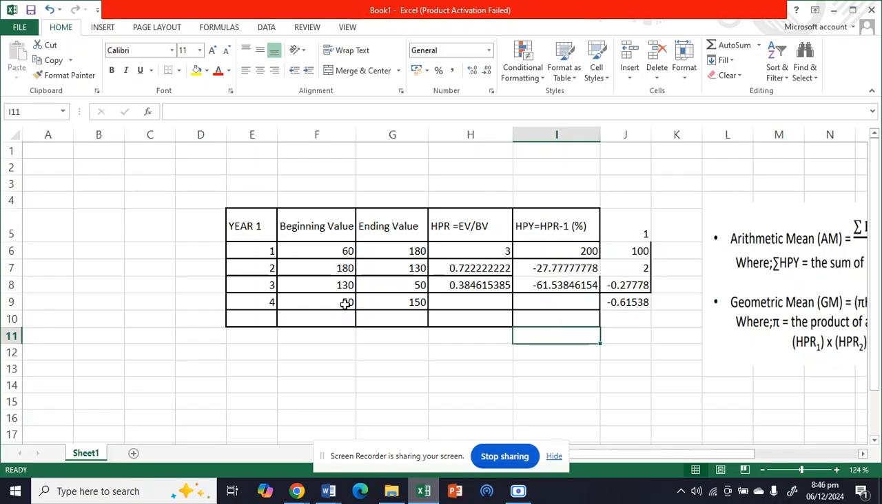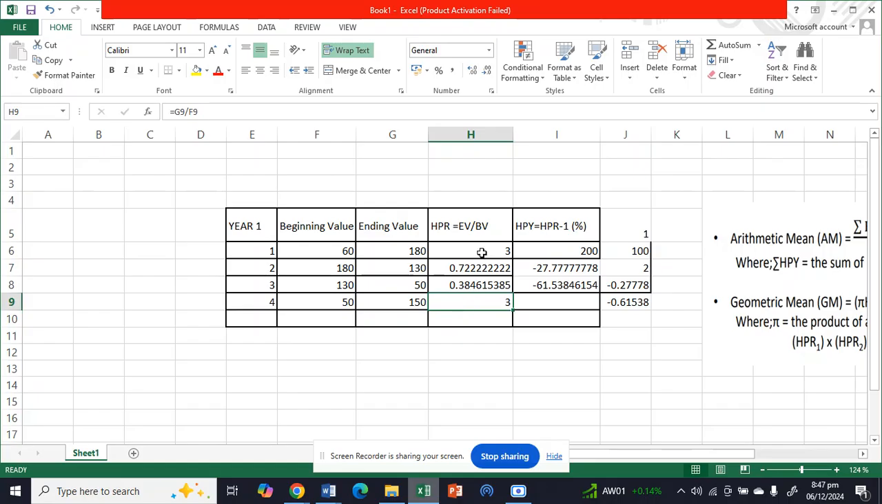Okay, then in year 4, the investment was worth 50, and at the end of the year, it's worth 150. Now our investment's value has increased. We want to see by how many times our investment has increased. So that's the HPR. HPR is ending value divided by the beginning value. That is 3 times. So our investment has increased by 3 times.